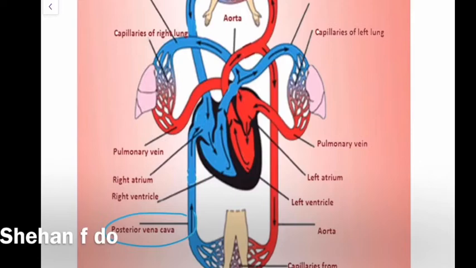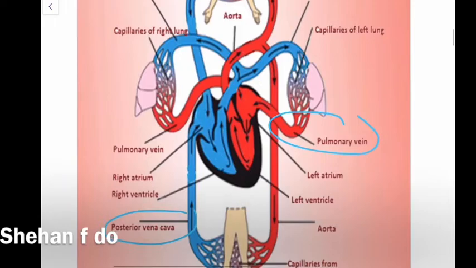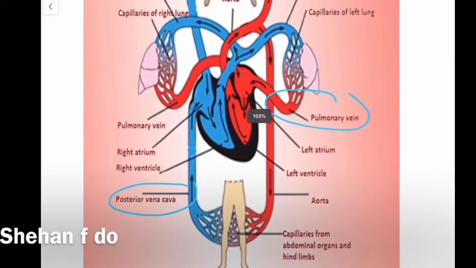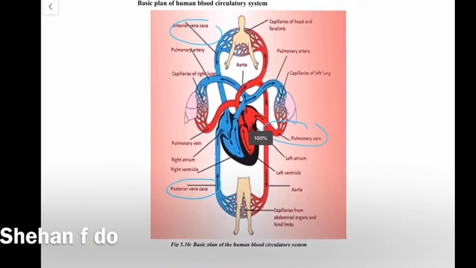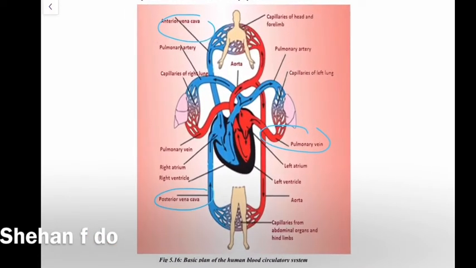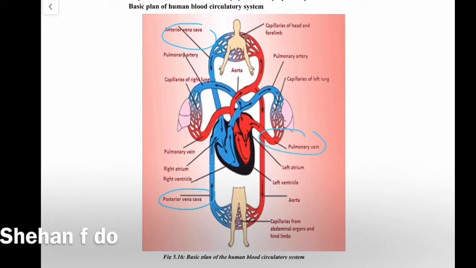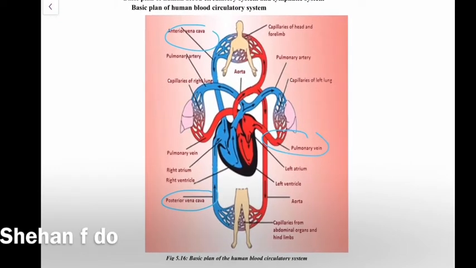the pulmonary veins, shown here in red color, will go into the left side of the heart, to the left atrium, and then to the left ventricle, and from the left ventricle it will go into the aorta and will be distributed throughout the body, supplying oxygen to tissues of the whole body. This is the basic plan of the circulation, and with this understanding, let's look at the structure of the heart.